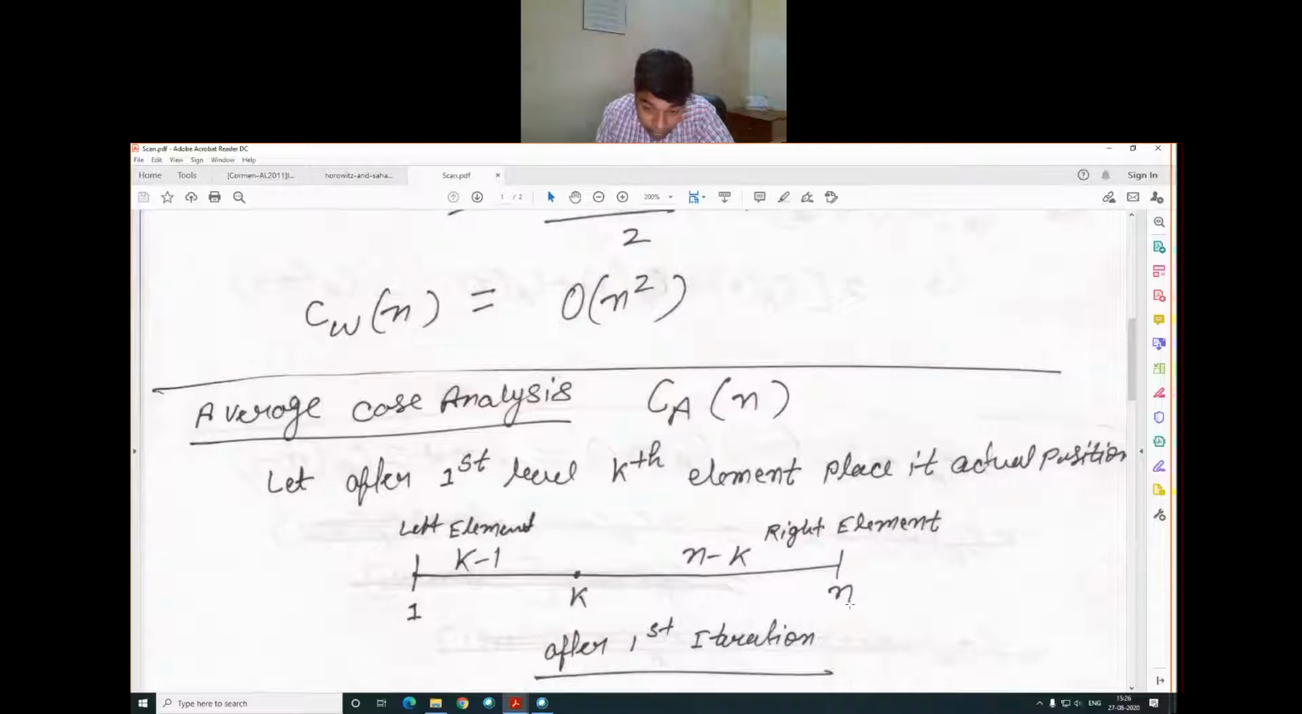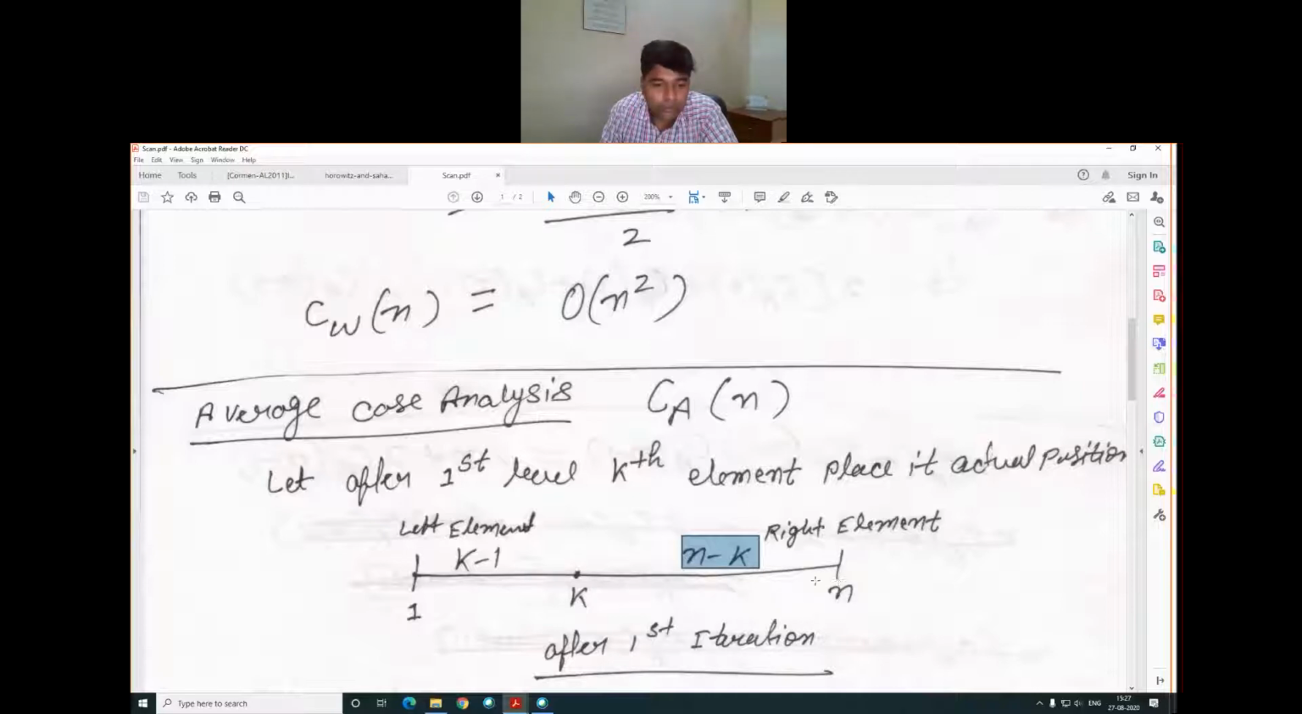After placing the kth element in its actual position, on the left side how many elements are there? k minus 1, because it is the kth position. After the first iteration, on the right side how many elements are there? n minus k. So after the first iteration, we have k minus 1 elements on the left side and n minus k elements on the right side, because the total number of elements is n.